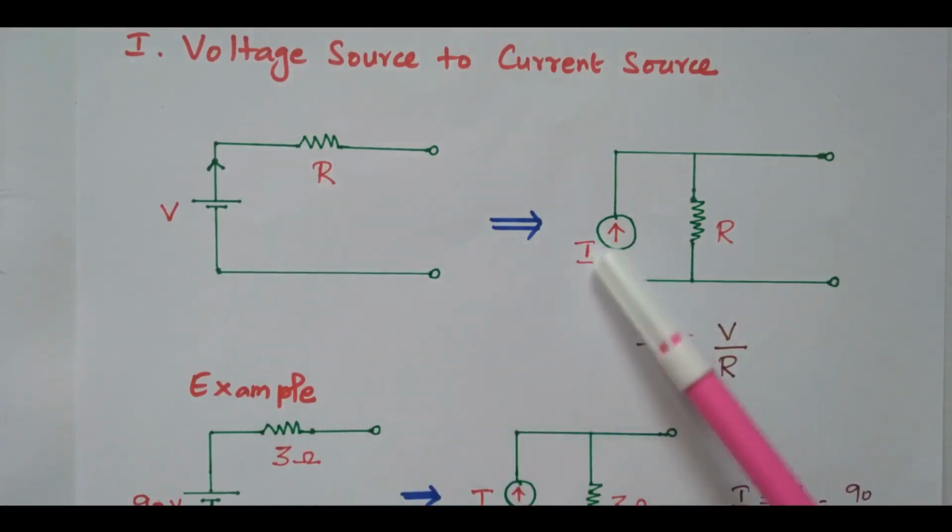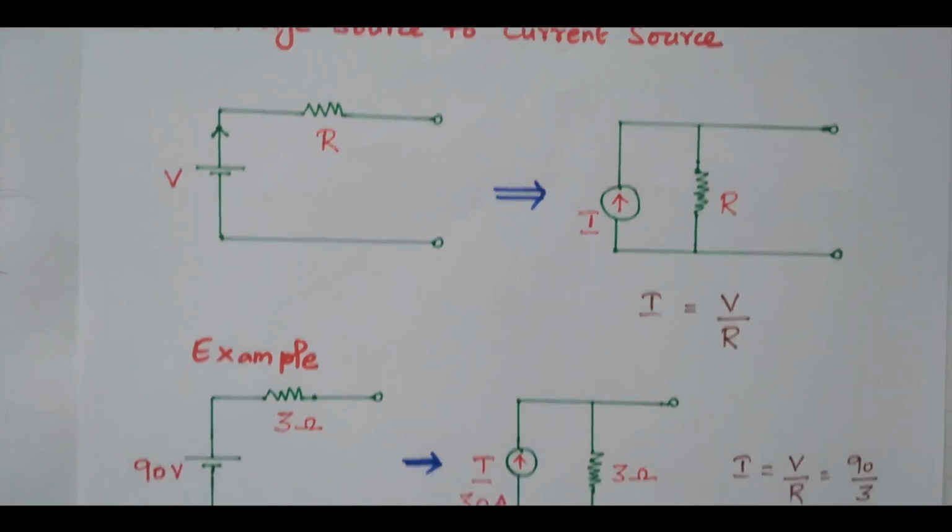Then how will you find the current I? I equal to V by R. V and R are available, and from that we can calculate the current. Current I equal to V divided by R. We will see one example.